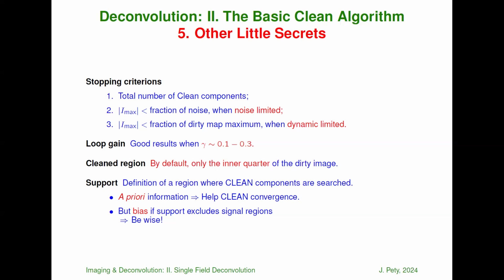So when this happens, we are said to be dynamic limited, and then it is advised to use another criteria, that is the maximum of the absolute value of the residual should be less than a fraction of the initial dirty beam maximum, because the initial dirty beam maximum should be the very strong point source, and this should be a good criteria.